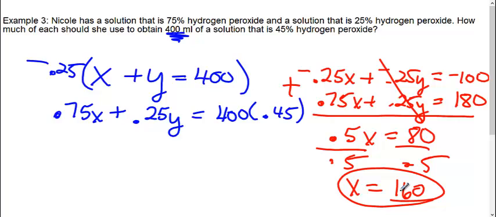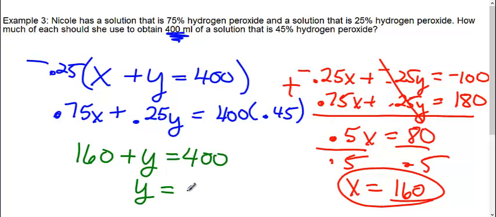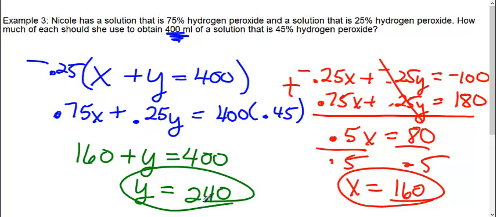So that means of my first solution, we are going to use 160 milliliters. Next, I need to find how much of my second solution, my y. So again, I'm going to substitute into either my first or second equation. Again, I think the first equation looks a lot easier. So it says x, which we already solved, 160, plus my y, I don't know, equals 400. Subtract my 160, therefore I'm left with 240 as my answer.